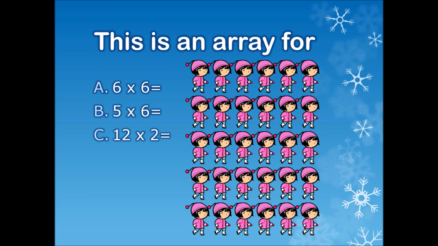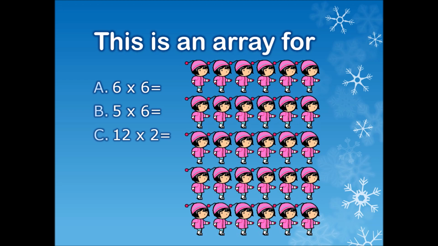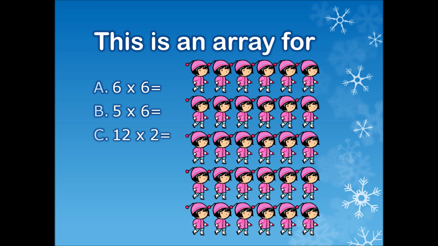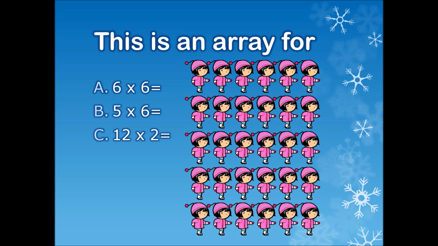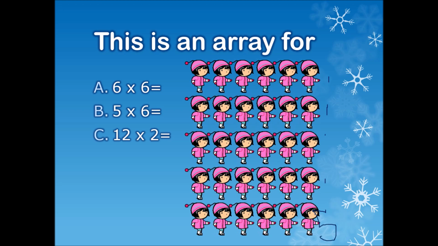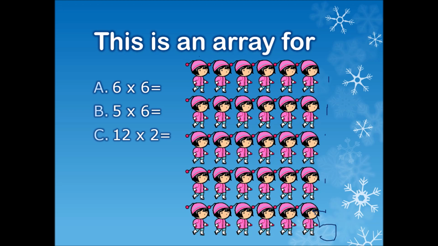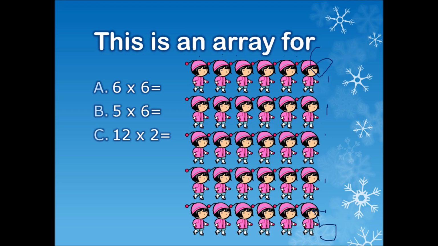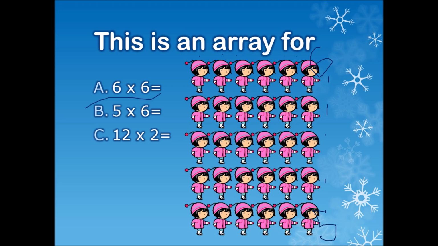This is an array for A, 6 times 6, B, 5 times 6, or C, 12 times 2. You decide. All right, when I'm looking, I'm going to count my numbers. Let's see, rows. We've got 1, 2, 3, 4, 5 rows. And we've got columns. 1, 2, 3, 4, 5, 6 columns. So my answer should be 5 times 6, which is B.